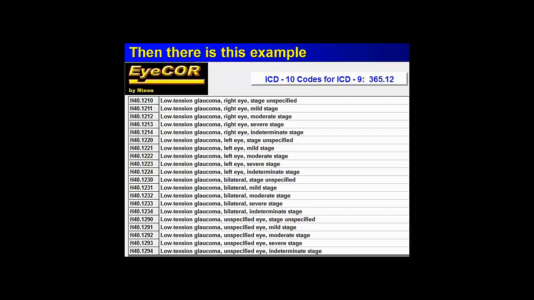If you actually whittle it down, so it's only those codes that you should be using, in other words, get rid of all the unspecified, whether it's stage or eye, you end up with 9 instead of 30. You're going to have the right eye from mild to severe, left eye mild to severe, and bilateral mild to severe. But that's how it's expanded with ICD-10, where you had one code before, and now you're going to have a choice between 9 different codes.